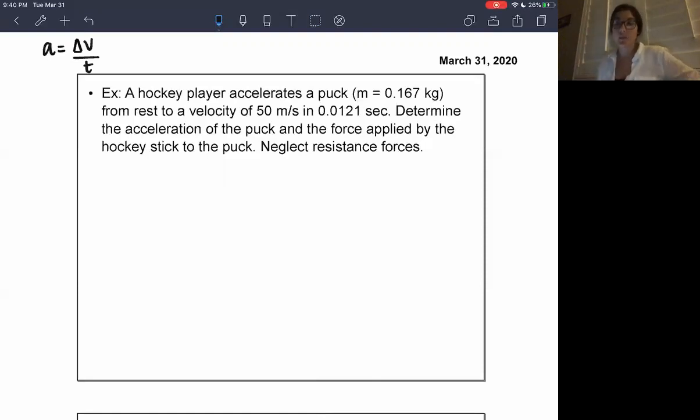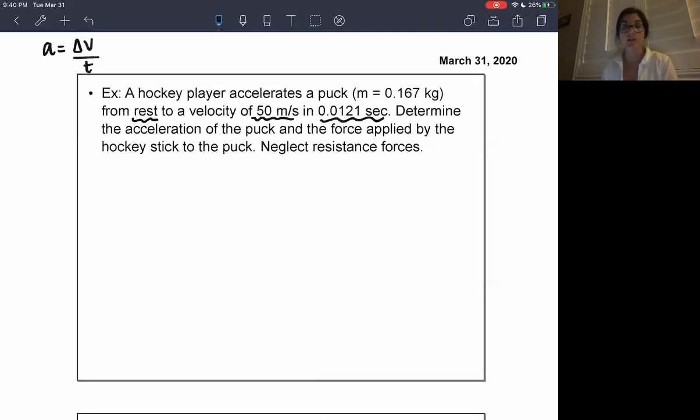So it's the same thing here. It's just instead in the problem, we're using meters per second instead of miles per hour. So our units are just meters per second. How much did your velocity change in this certain amount of time? So right away, I'm going to use my information about my velocity and my time to find my acceleration.